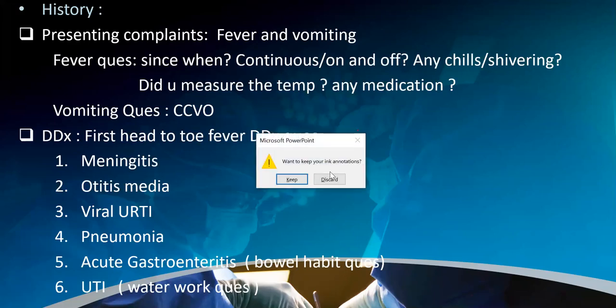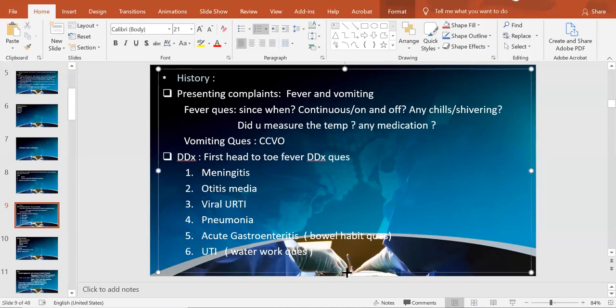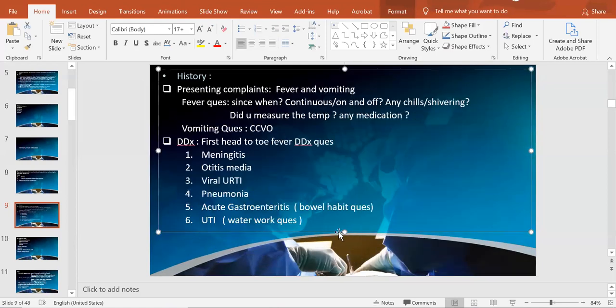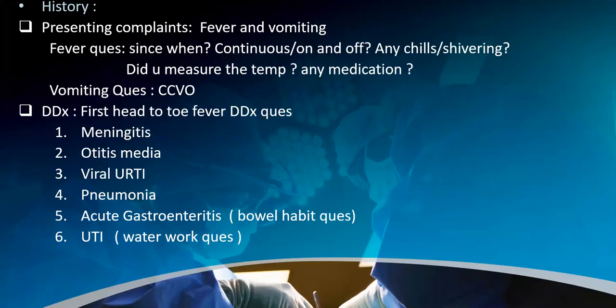Clear? Sorry, I think I'll just make it like this so that you can find it out.